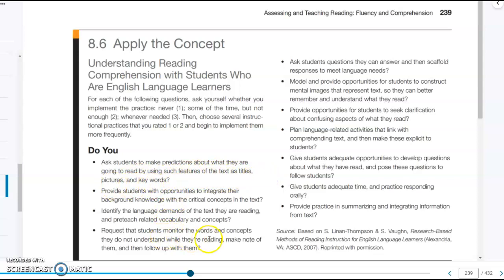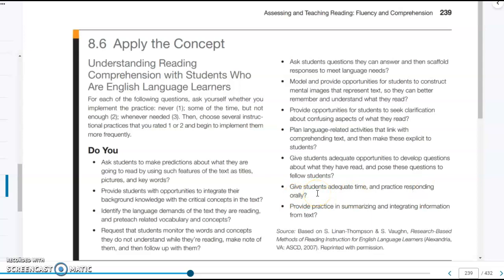Do you request that students monitor the words and concepts they don't understand, make note of them, then follow up? Some teachers use sticky notes as their students are reading. The students can use a little sticky note to write a question, or write a word that they don't understand, something like that. Do you give students adequate time and practice responding orally, right?